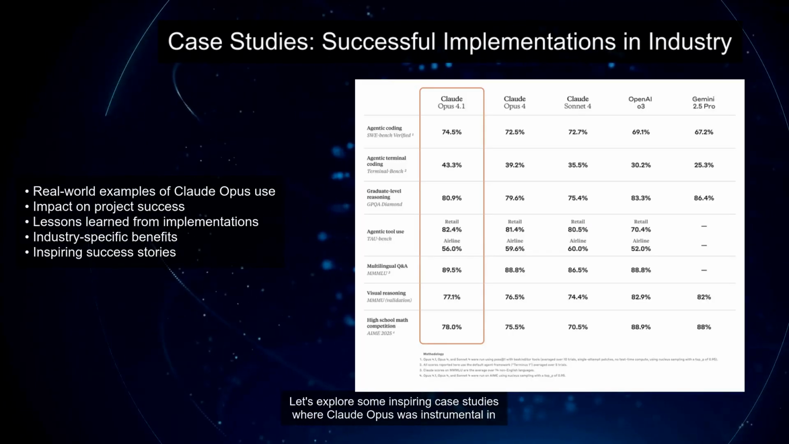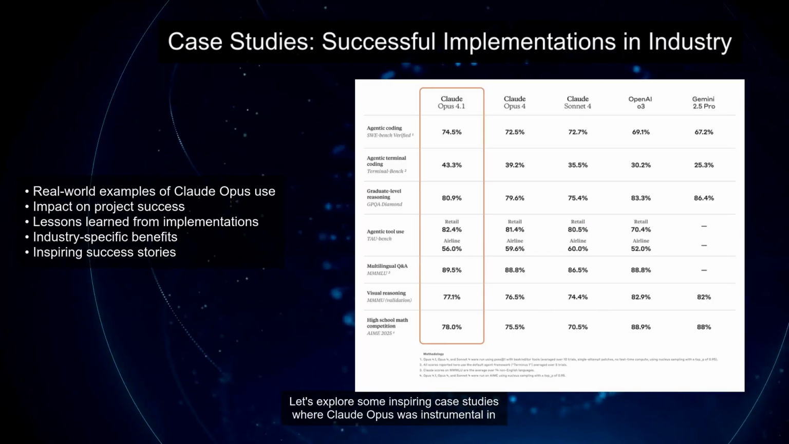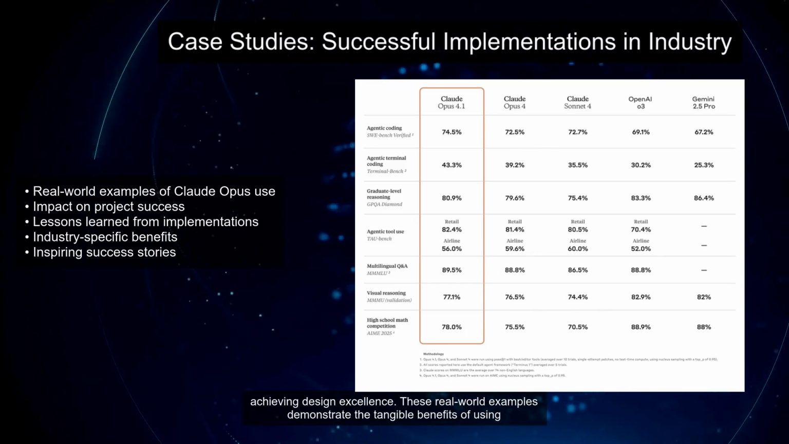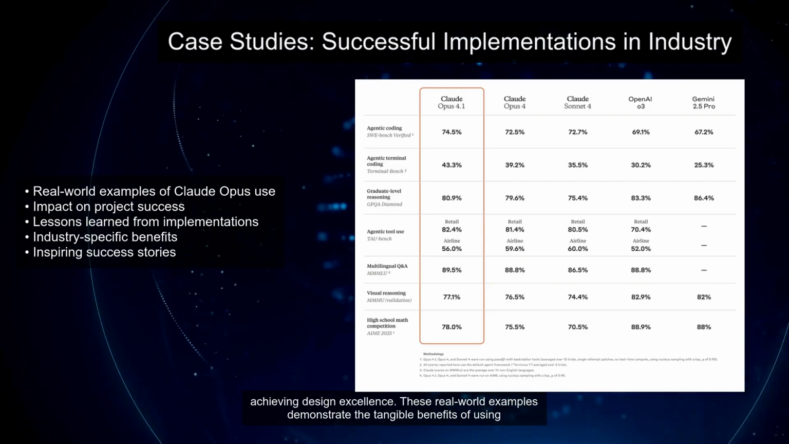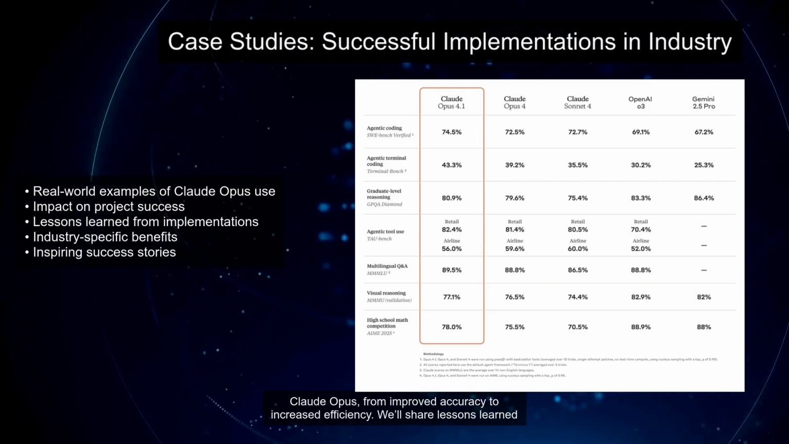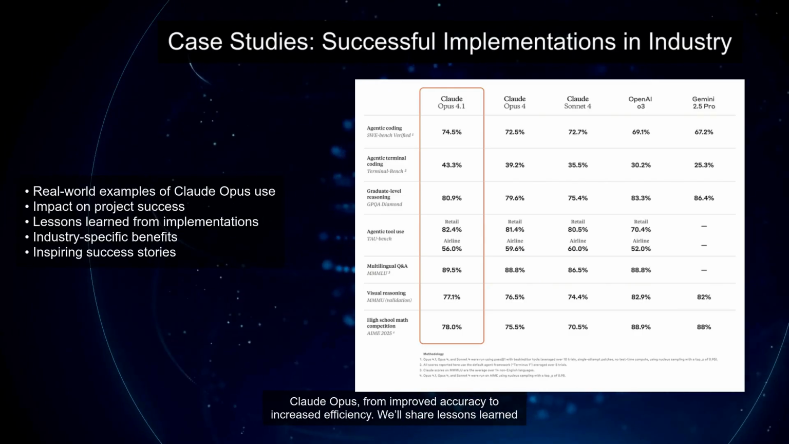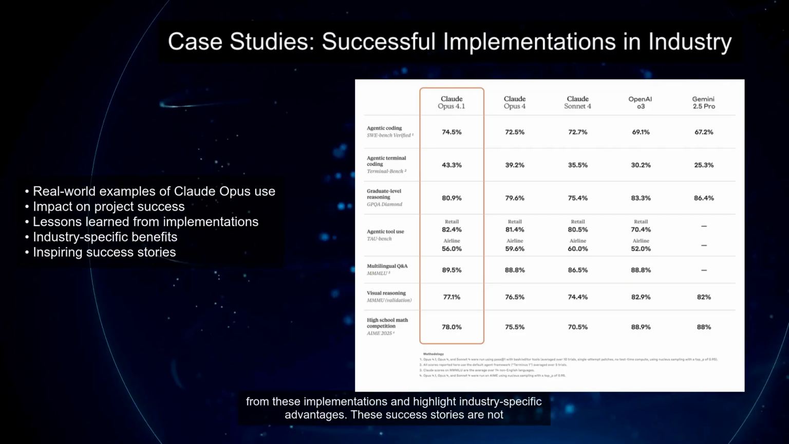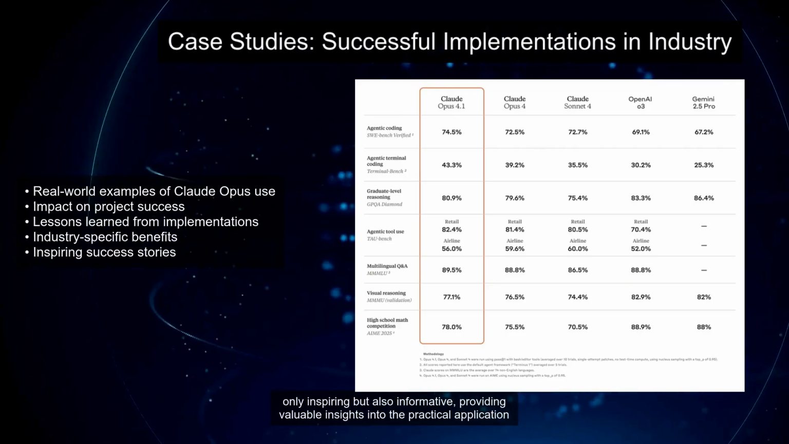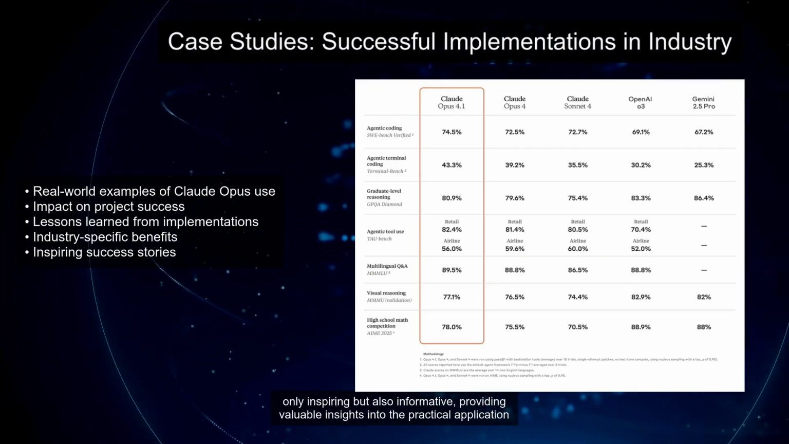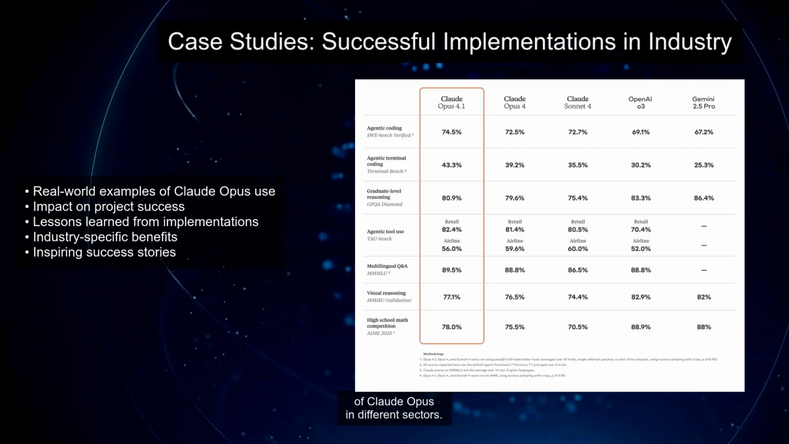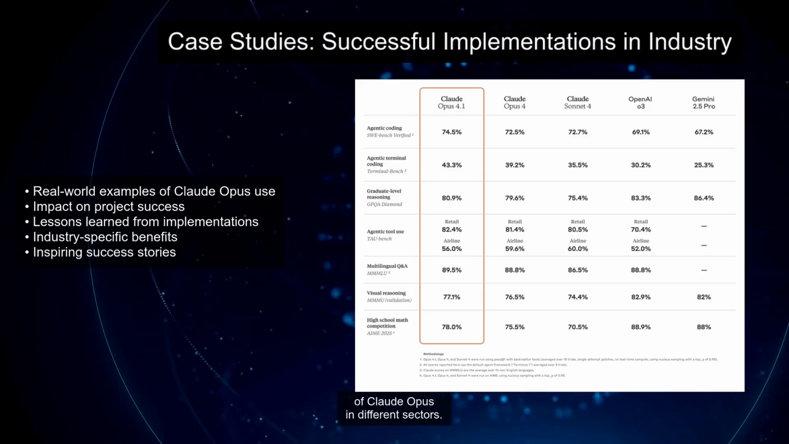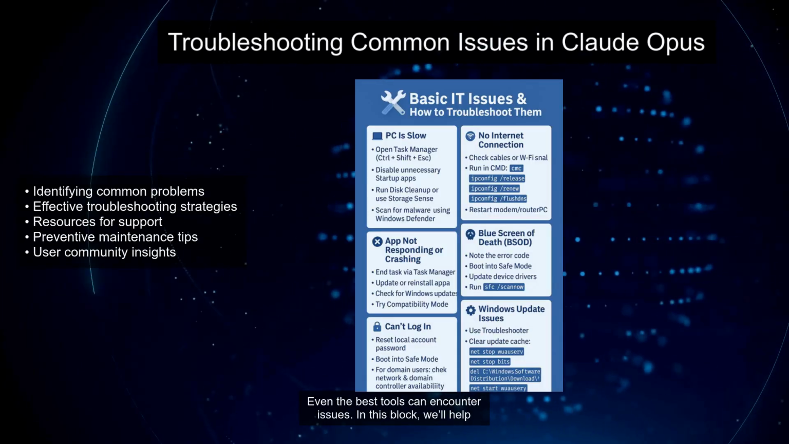Let's explore some inspiring case studies where Claude Opus was instrumental in achieving design excellence. These real-world examples demonstrate the tangible benefits of using Claude Opus, from improved accuracy to increased efficiency. We'll share lessons learned from these implementations and highlight industry-specific advantages. These success stories are not only inspiring but also informative, providing valuable insights into the practical application of Claude Opus in different sectors.